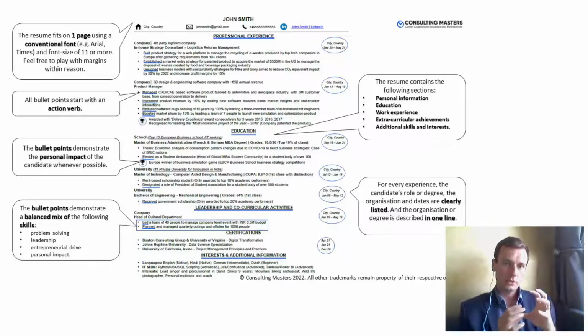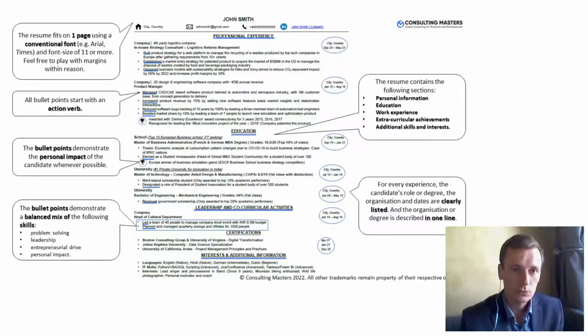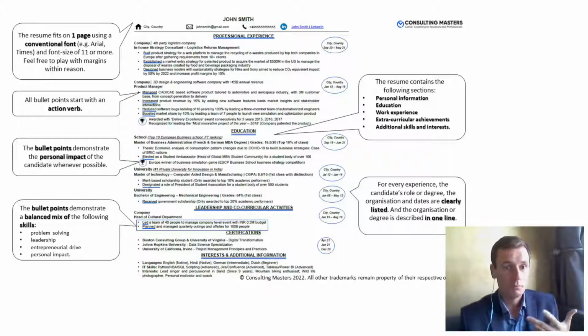Then let's talk about the bullet points for every section, whether it's work experience or education or leadership and your extracurricular activities. For every bullet point, please try to start, especially in your work experience, with an action verb in the past simple tense. For example: analyzed, designed, developed, solved, established, managed, led, reduced, or boosted, etc. These are the verbs which consultants are looking for.